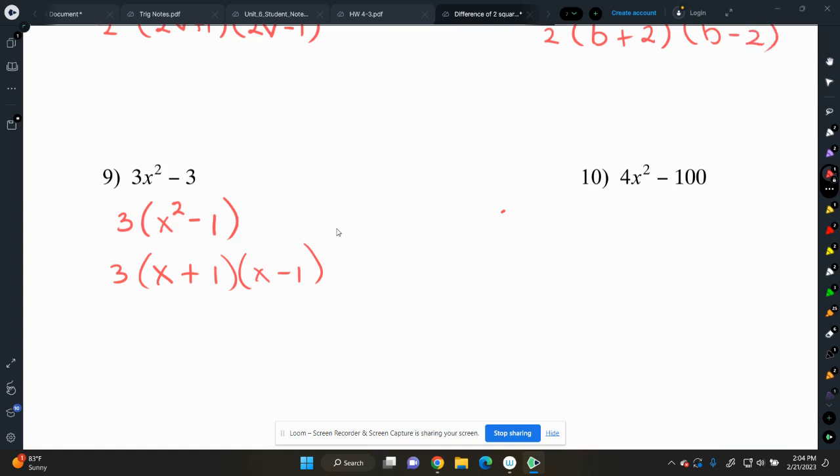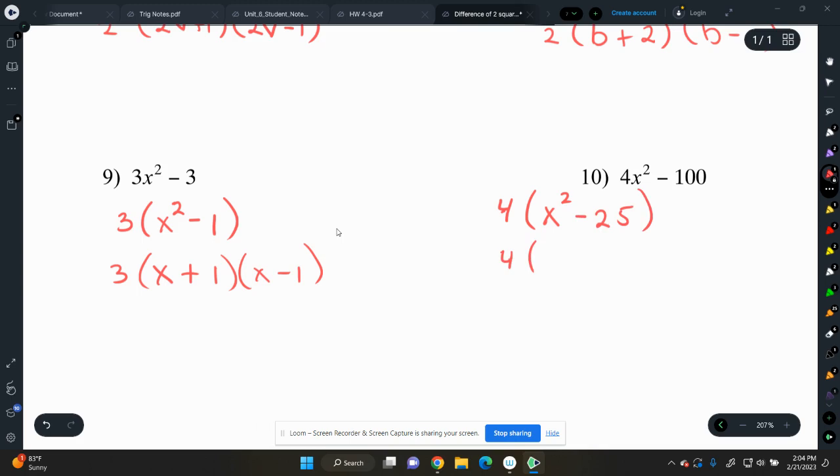No. Is there a greatest common factor? Is there anything that goes into both 4 and 100? Yeah, what goes into 4 and 100? Keep going. How about 4? Yeah, so we get x squared minus 25. Now how's that going to factor? There you go. Great. Excellent job.